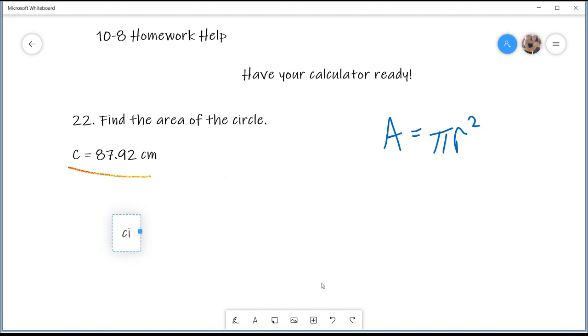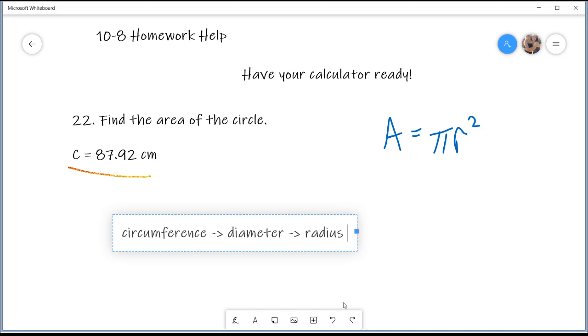We're going to go from the circumference. From the circumference, we're going to get the diameter. From the diameter, we're going to get the radius. And from the radius, we're going to get the area. So this is a multi-step problem that's going to take a little bit of time to go through.